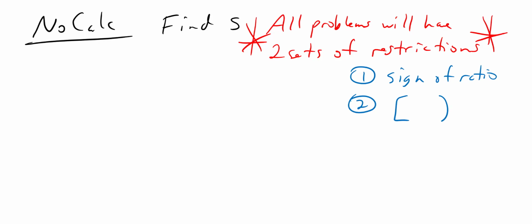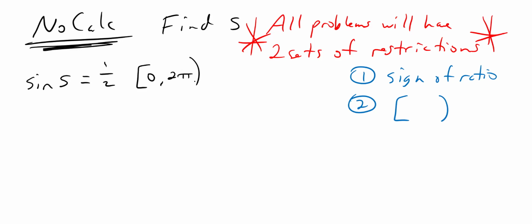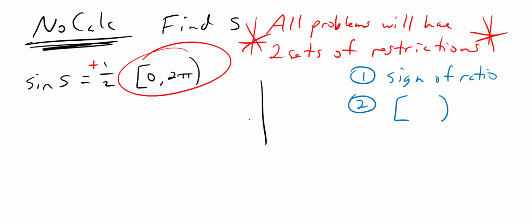All right, so let's start out with a nice little friendly problem. Again, this is all no calculator. So if I said sine of S is equal to 1/2, and I tell you it's between 0 and 2 pi. So two restrictions here. One is, and I'll put this in red, this is positive, and it's between 0 and 2 pi. So the 0 and 2 pi kind of didn't give a restriction, but still kind of did. We know 0 and 2 pi is the whole, all four quadrants basically. And then the positive, you know it's going to be here or here.